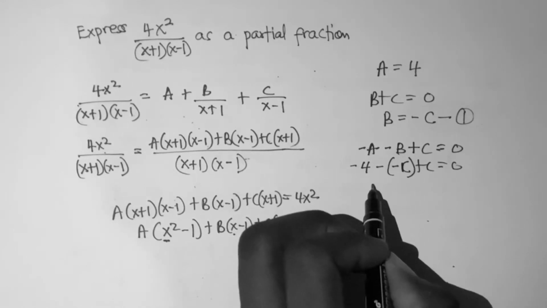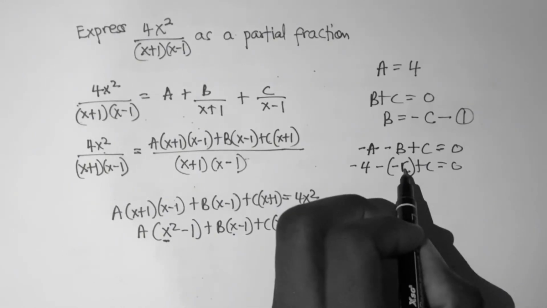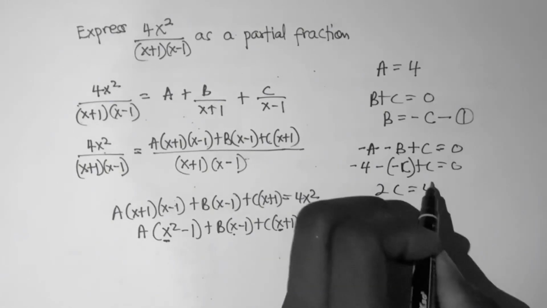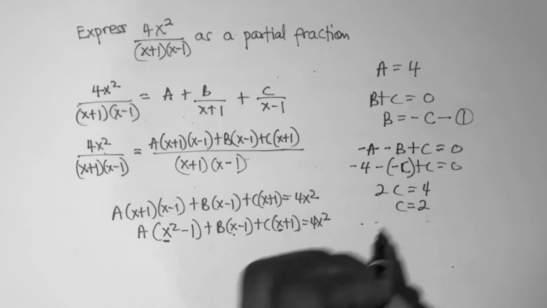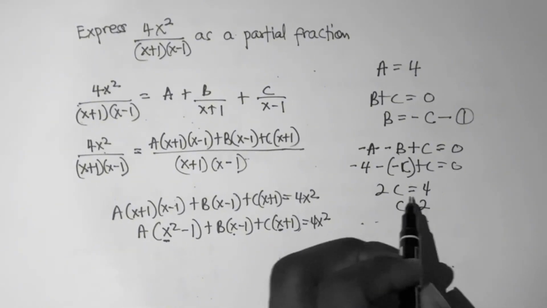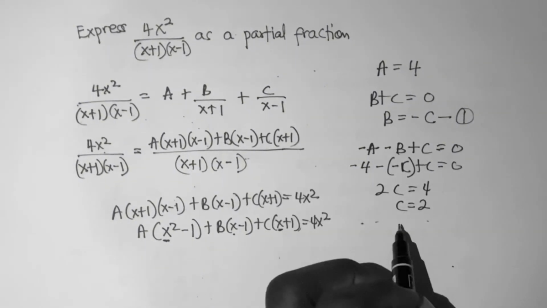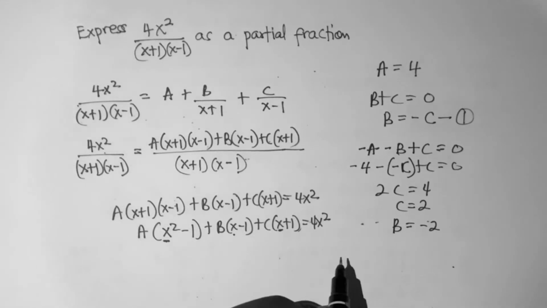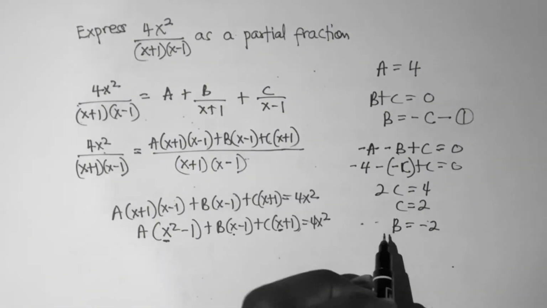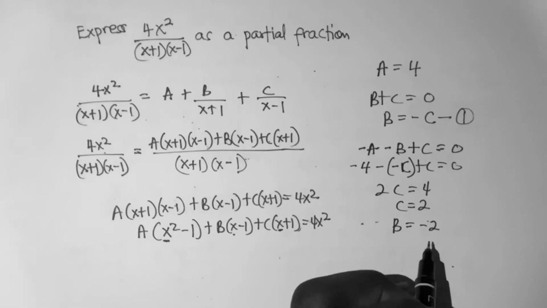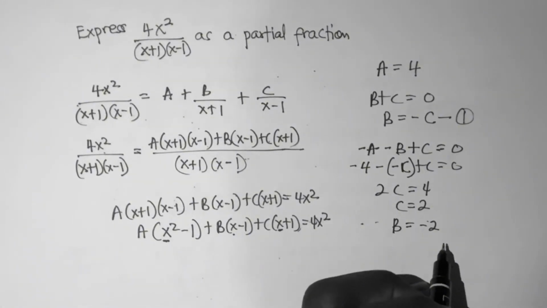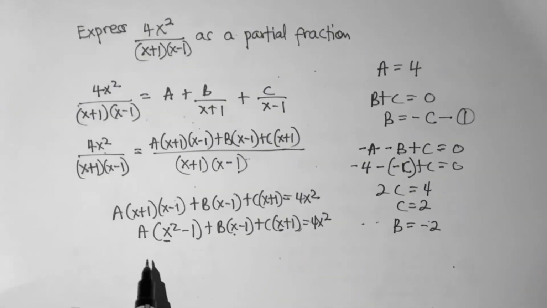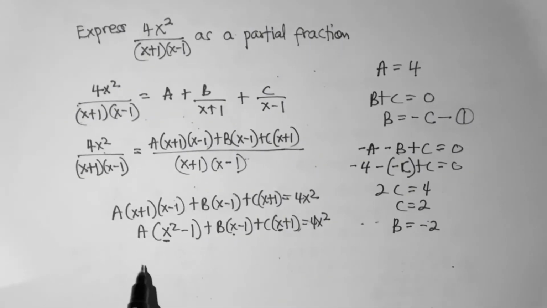So it implies that now minus B becomes plus C. So C plus C is 2C is equal to 4. Therefore C is equal to 2. So since C is equal to 2, we know that B is equal to minus C. Therefore B is equal to minus 2. So in the end, we have A equals 4, B equals minus 2, and C is equal to 2. So therefore, this is expressed as a partial fraction. Let me write the final answer here.